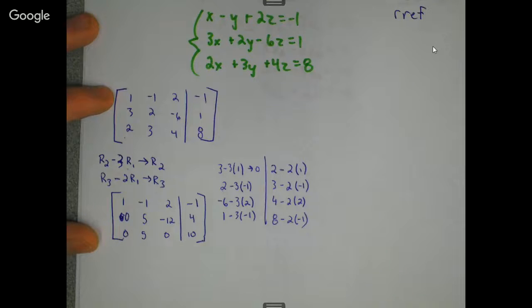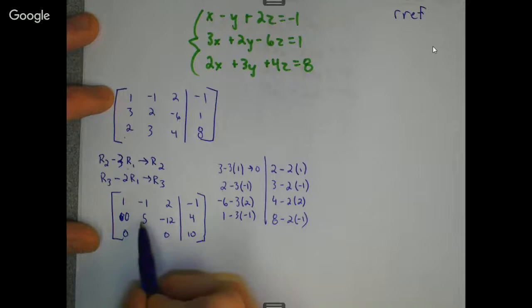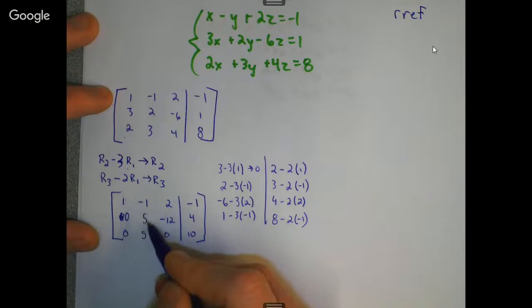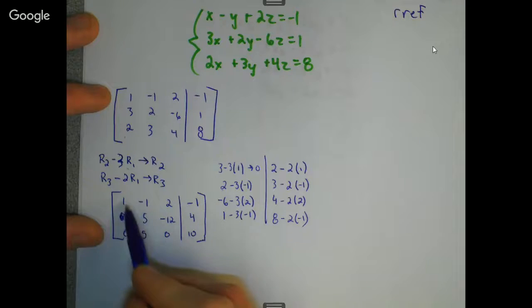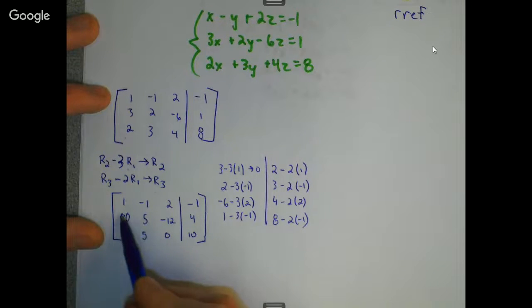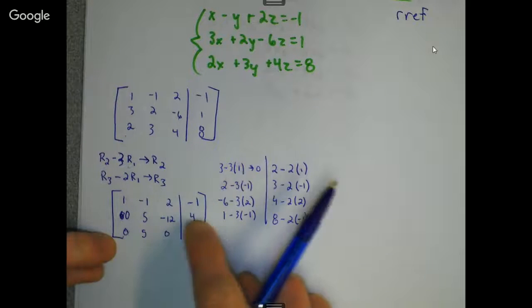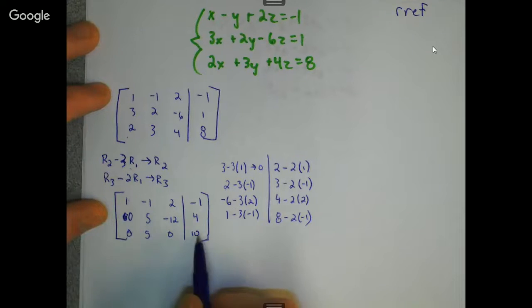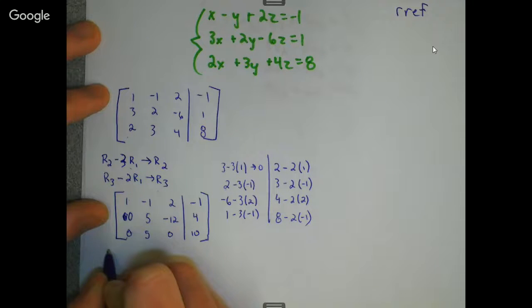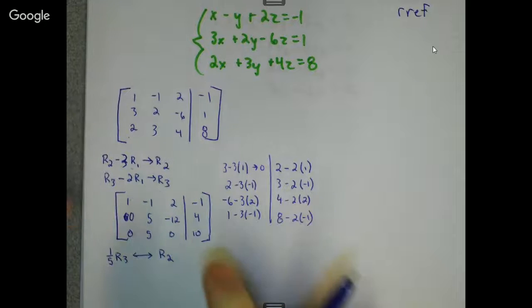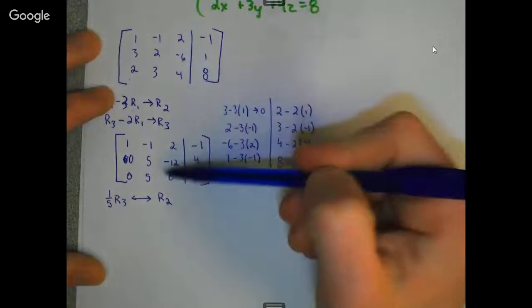Now, I want a 1. So my first column's good. I got a 1 and zeros. Now here I want a 1 here and zeros above and below. Well, if we look here, my 1s will go here and I'll have zeros in this lower and in this upper. I kind of want this row in that second row, but I have to divide it by 5. So what we're going to do is take 1/5 of row 3 and interchange it with row 2. So we're going to flip spots and we're going to divide it.